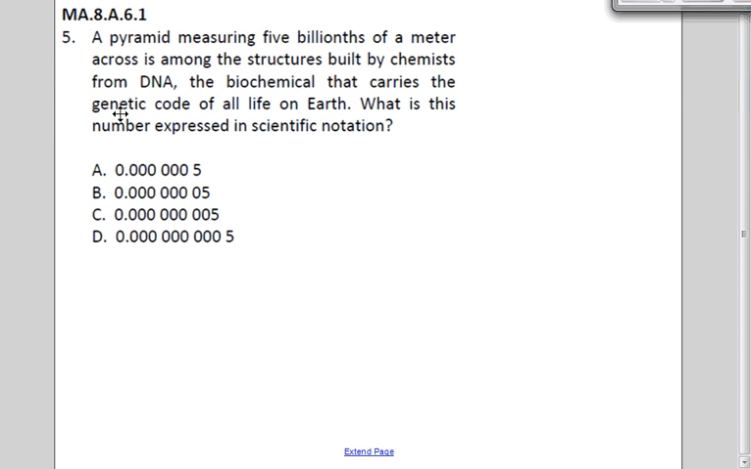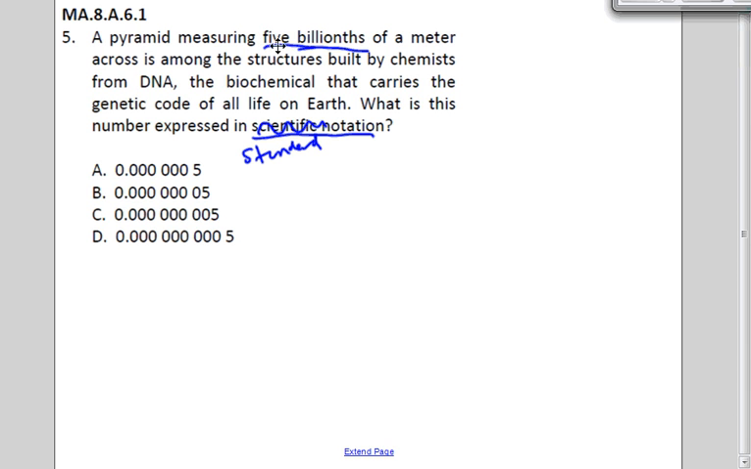Finally, for number 5: a pyramid measuring 5 billionths of a meter across is among the structures built by chemists from DNA, the biochemical that carries the genetic code of all of life. What is the number expressed in scientific notation? That actually is not accurate. This should not be scientific notation. It should be standard, but you should know that because all of the answer choices are in standard notation. So really they want 5 billionth in standard notation.